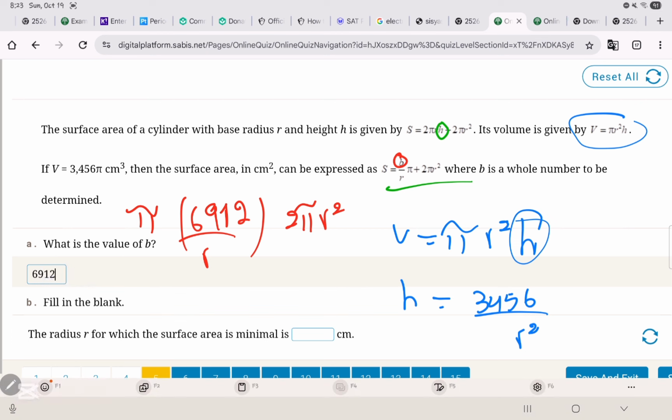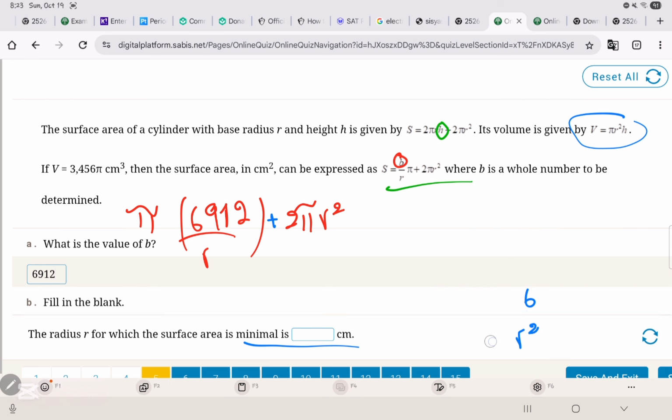We move on to part B. It says the radius r for which the surface area is minimal. How do we find this? Very simply, we need to do a table of variation. How do we do a table of variation? Very simply, we'll need to take the derivative of this. Let's take the derivative of this. If you take the derivative of this, first of all, remove the pi, because the pi is going to make everything a bit more complicated. So when you're doing the derivative, you remove the pi, right? And what are you going to get?